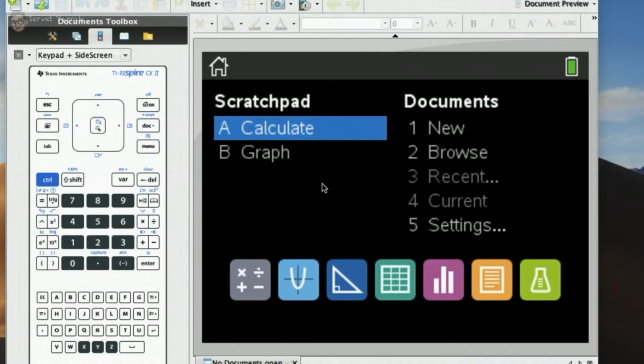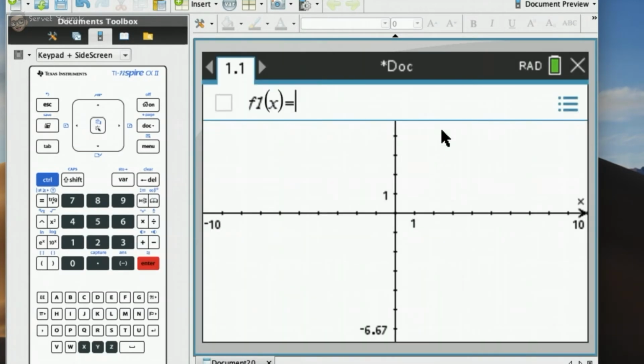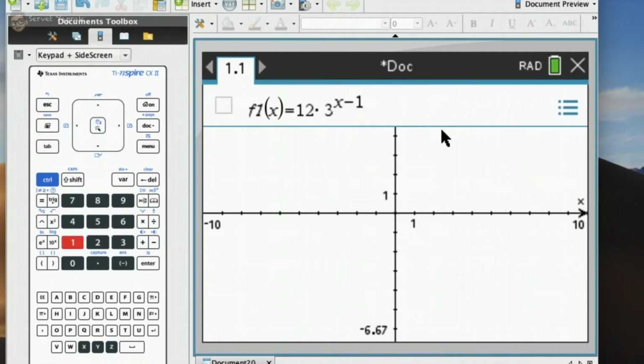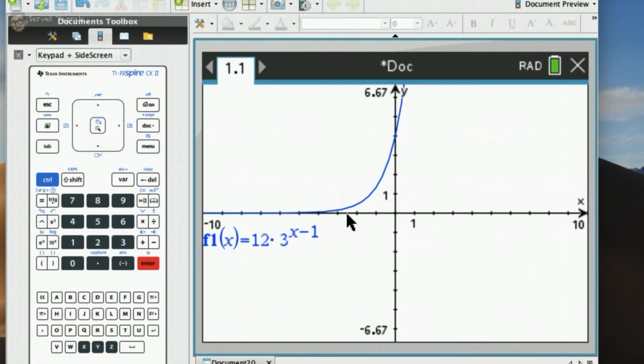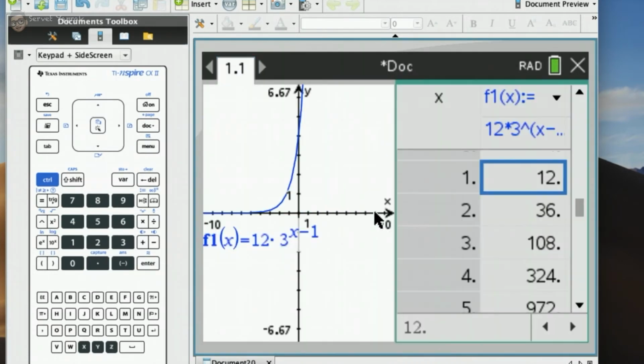I'm going to use the calculator to solve this question. So I will start with a new document here and I will add graph. And I'm going to write our nth term by using the x variable. So 12 times 3 to the power of x minus 1. So this is the graph of it, but I'm not interested in the graph. I am interested in table of values. So I'm going to click on menu here and then table and then split screen.